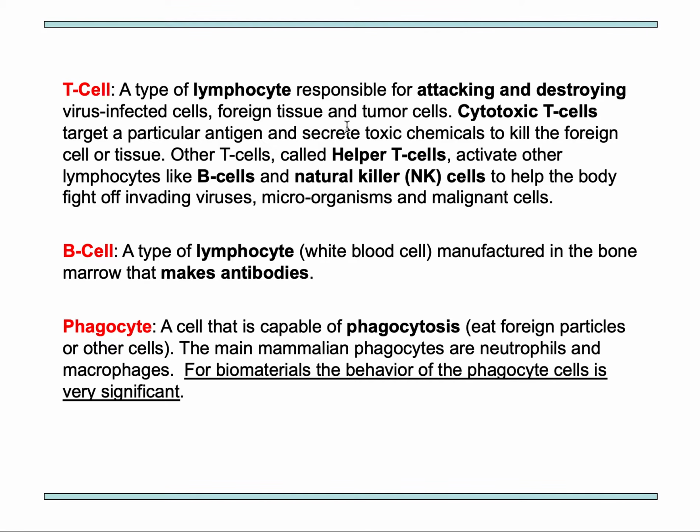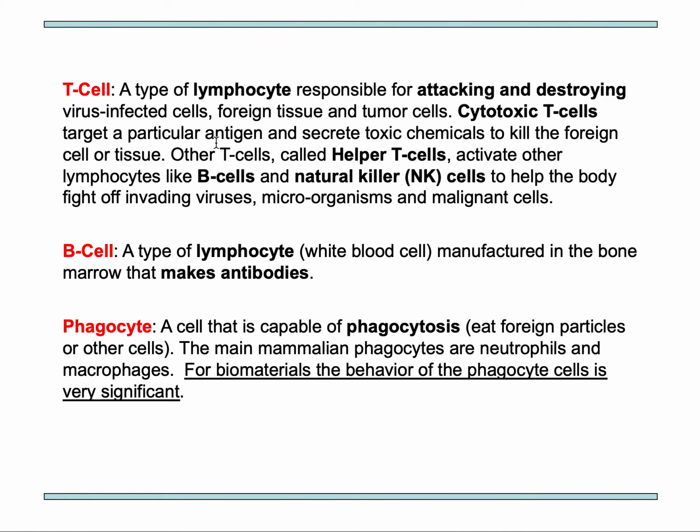The T cells have two functions. The first function is attacking and destroying virus-infected cells or foreign tissue or tumor cells, and we call those cytotoxic T cells. They target a particular antigen. Antigens are parts or proteins that are secreted or made or found on foreign cells or invading cells or microbes. So anything that's an antigen is a protein. We can have self-antigens, which are our proteins, and you can find intruding or foreign antigens that come from invading microbes, cancer cells, tumors, or viruses.